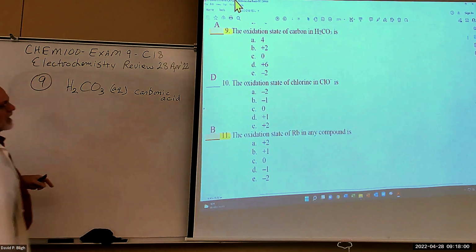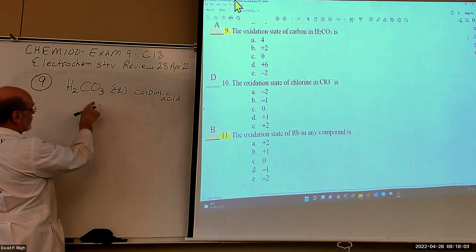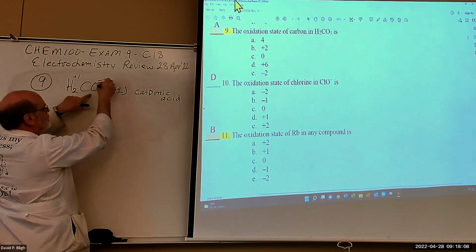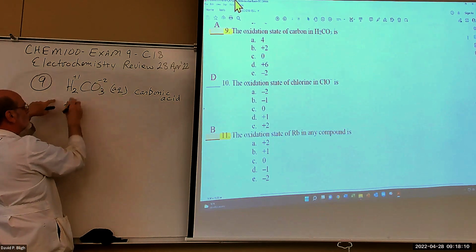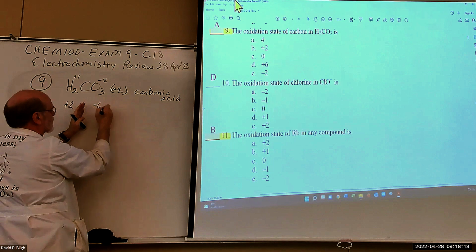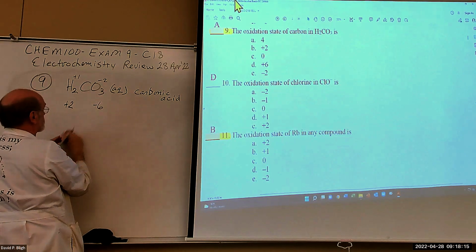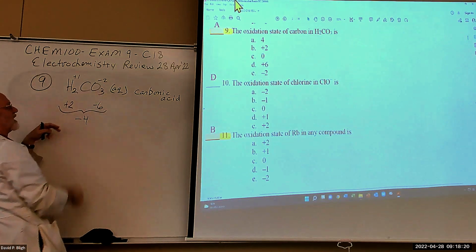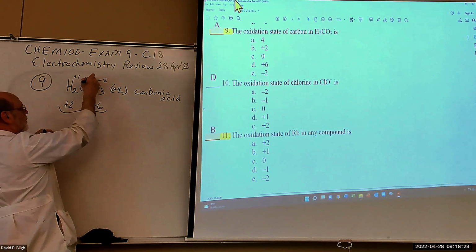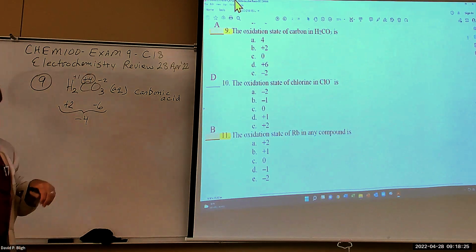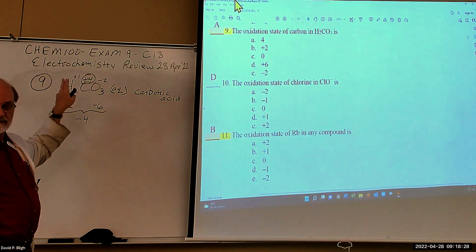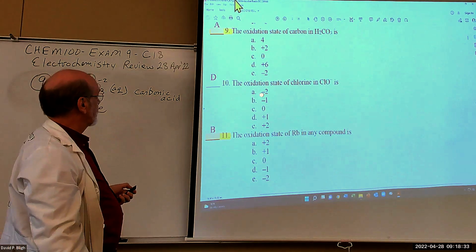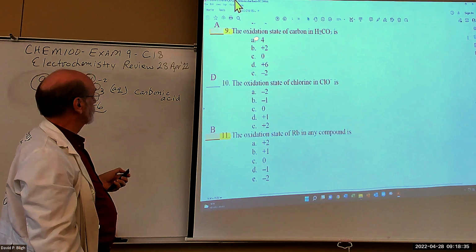Okay, now let's get to the problem. Oxidation state of carbon. Right? We know that hydrogens by rule are +1s, oxygens are -2s. So this is a +2 for the hydrogens, -6 for the oxygens. That means we have a -4 that has to be balanced by carbon. So carbon's a +4 because that's a neutral compound. We didn't have to hold out any charges. And that makes the answer 4. Here we go.